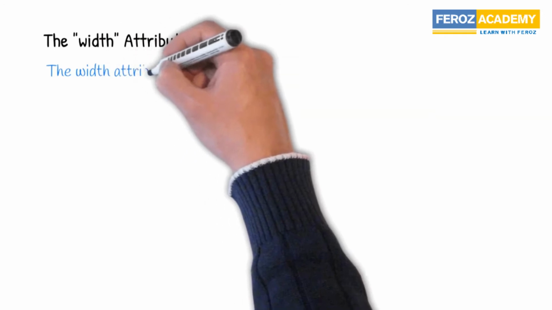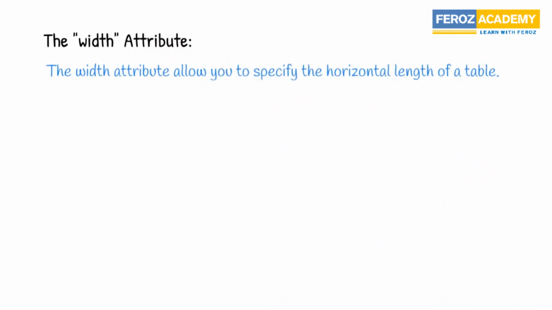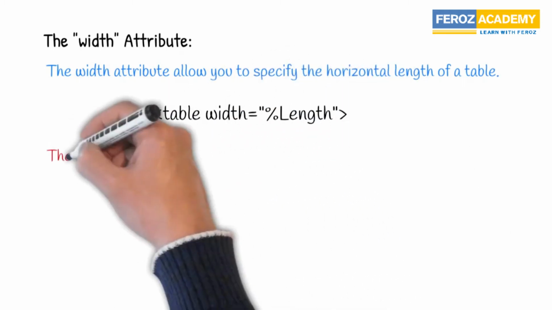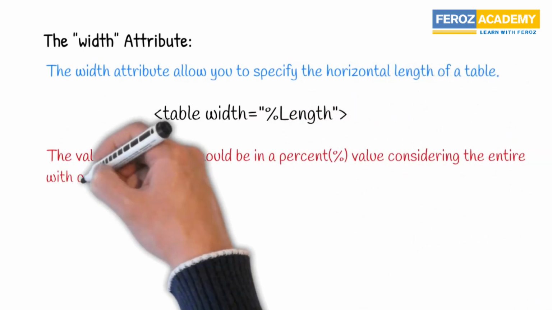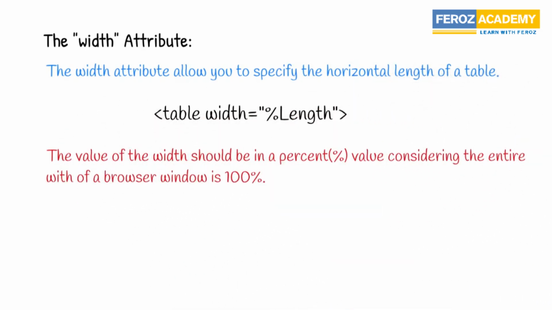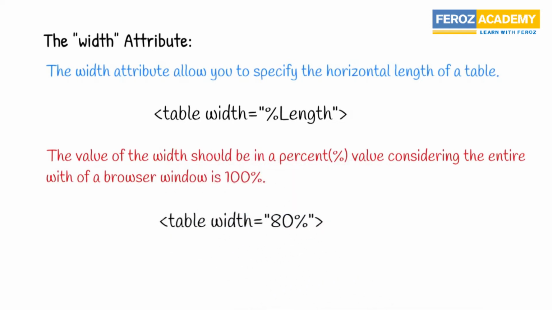The width attribute allows you to specify the horizontal length of a table. The value of the width attribute should be in percent, considering the entire width of a browser is 100%. Let's look at an example of applying the width attribute in our HTML table.